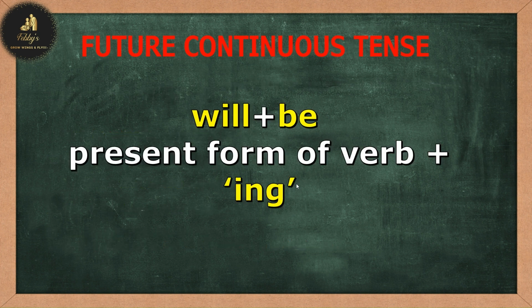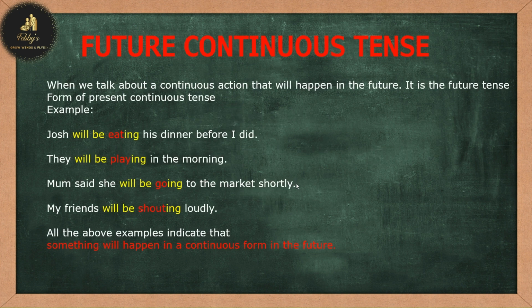Now that you are used to it, you would have realized that the formula for future continuous tense is will be. Add present form of verb to it and then follow it by ing. Let's go back and have a look at the examples once again.